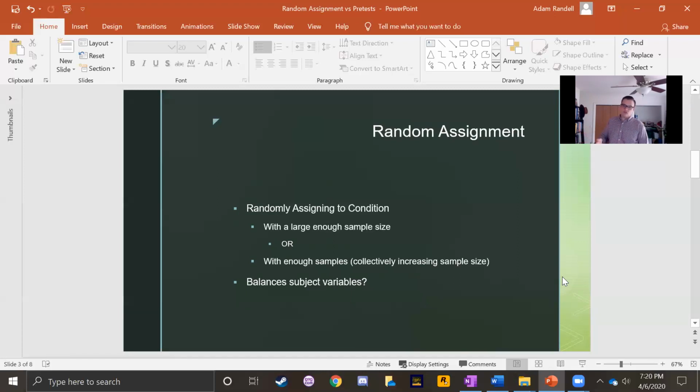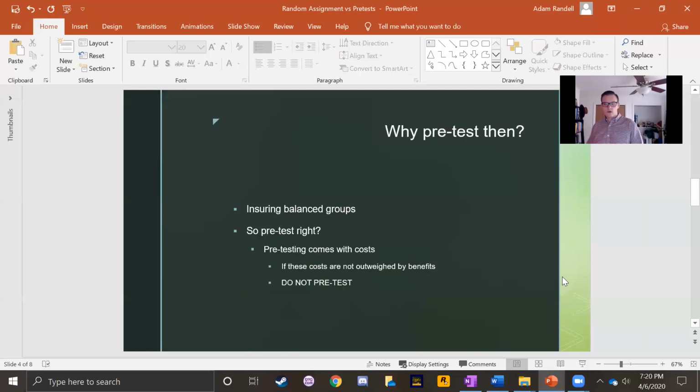It balances those subject variables. Simply by random chance, you're going to get roughly an equivalent number of people with every subject variable in both conditions. Now, is it going to be perfect? Is it going to be exactly equivalent? No. But are you always going to be able to make things exactly equivalent using pretesting? Well, potentially, yeah, you could. But at what cost? So let's talk about pretesting.